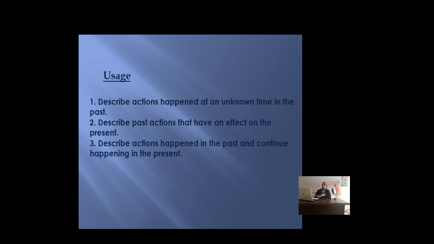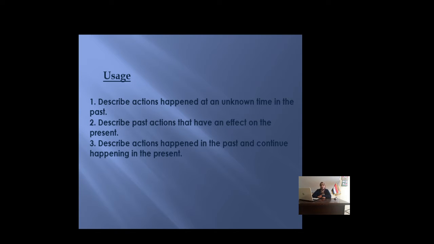We use this tense to describe actions that happened at an unknown time in the past. What does it mean? For example, if I broke my hand, I don't know the specific time that I broke it. So that's why I use the present perfect tense. Also, when you have something wet, you have the result that it started to be wet at some time. You don't know exactly when. Then it will last for a period of time. Also, you don't know for how long.